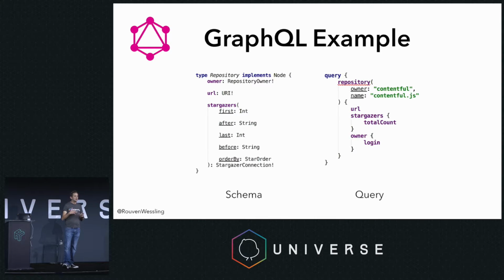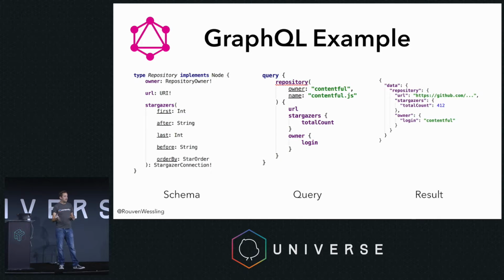Next, I'm going to write a query. This is what I write to access the GitHub API. And I say, for the repository contentful.js, in the organization Contentful, which is our JavaScript SDK, I want to get the following information. I want to know what is the URL to access the repository. I want to know how many stargazers there are. And I want to know in which organization it exists. And what I get back is a JSON object.